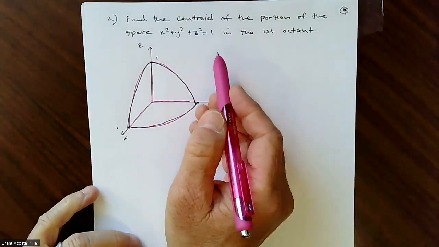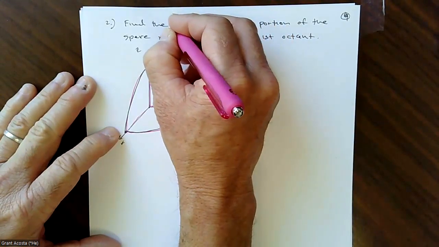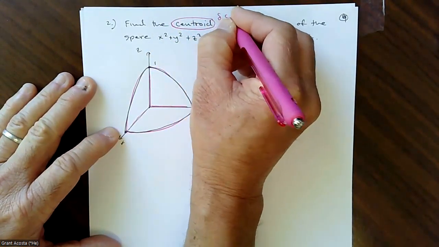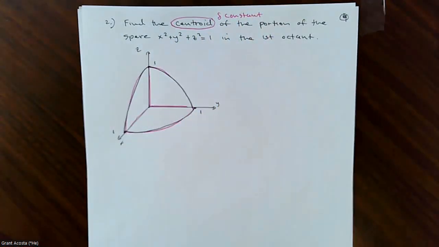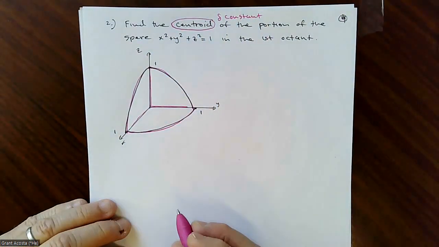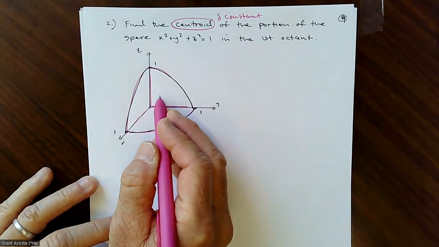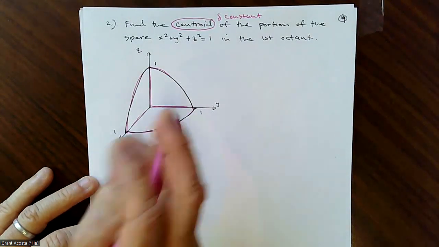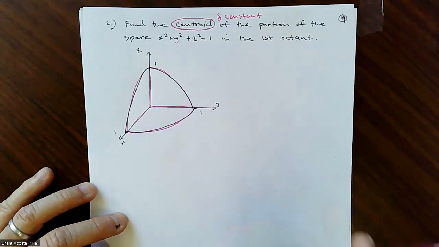So we're looking for the centroid. Remember, the centroid means the density is constant. It's the center of mass with a constant density. So it's like the balancing point, the middle point of this solid that we're trying to find.